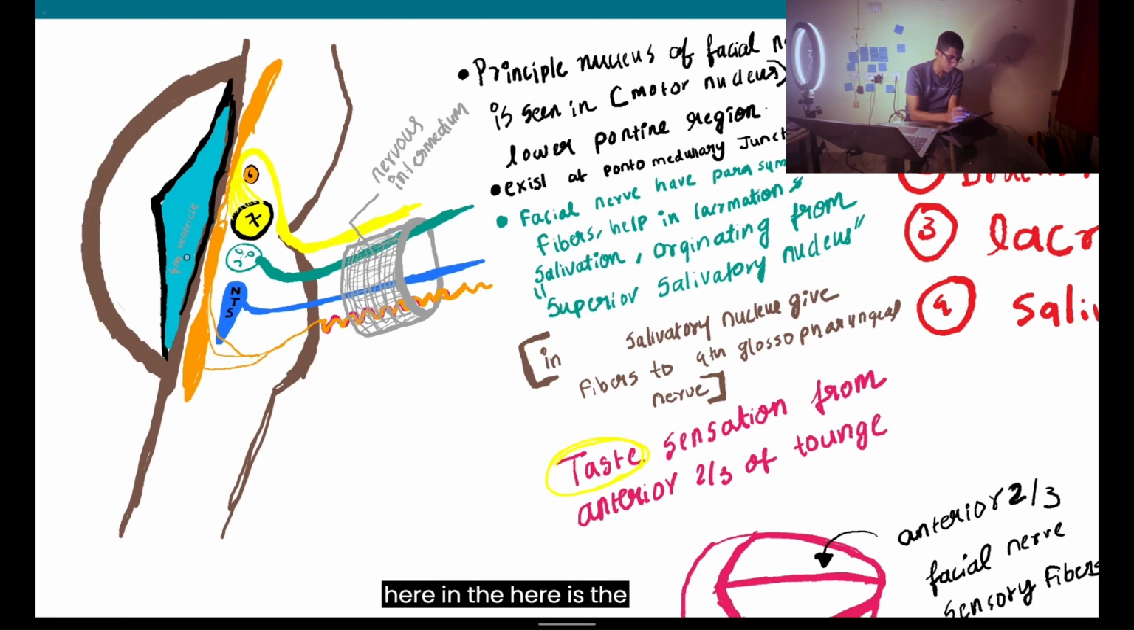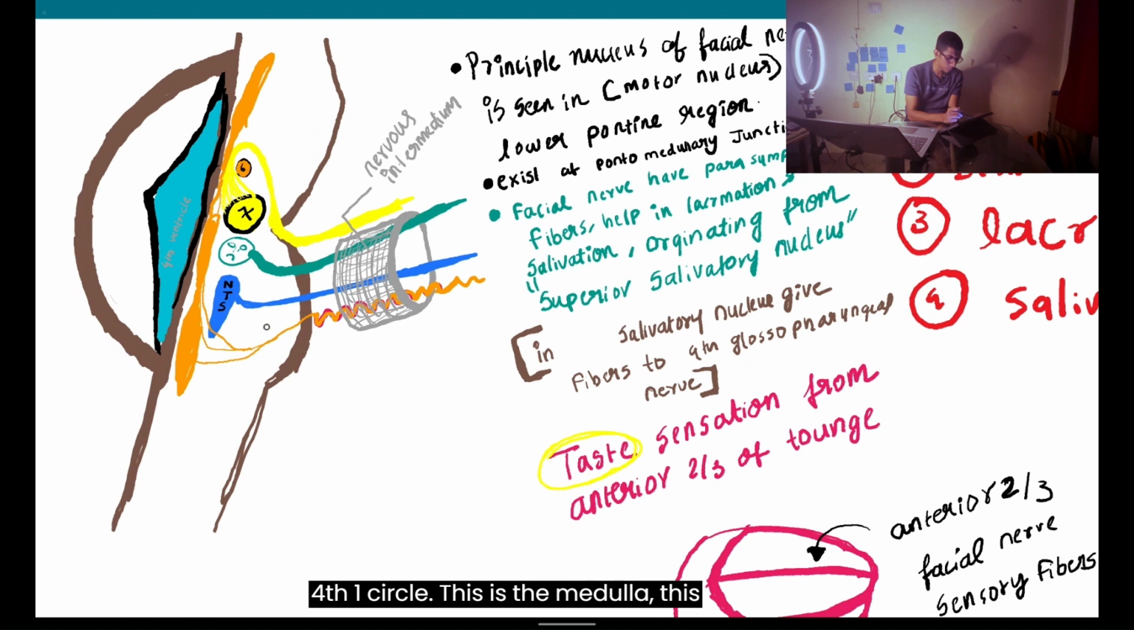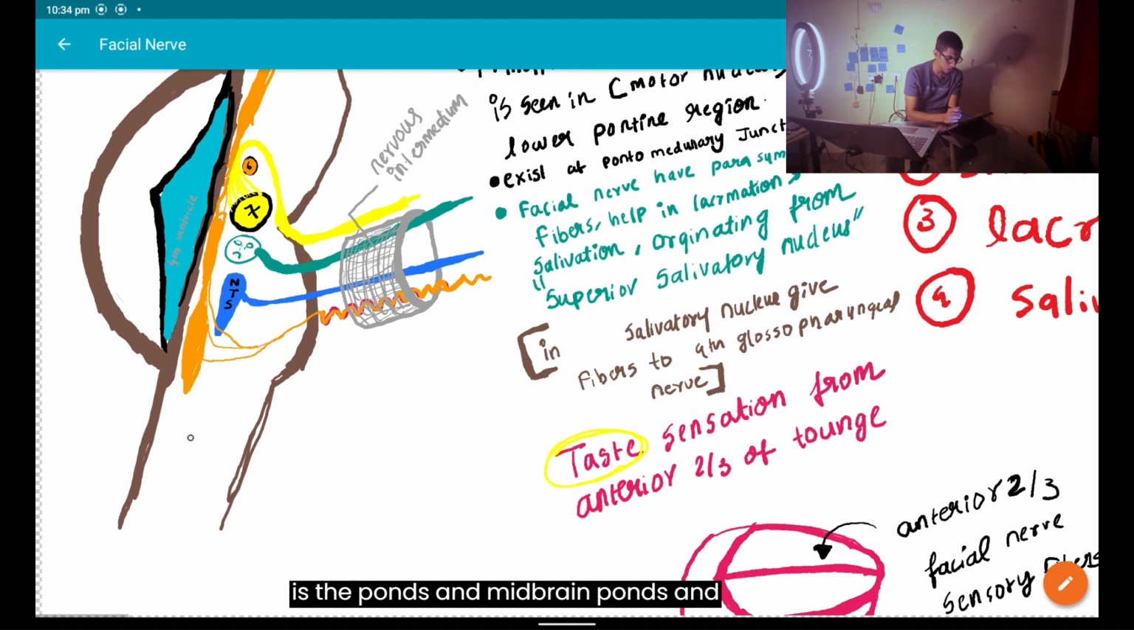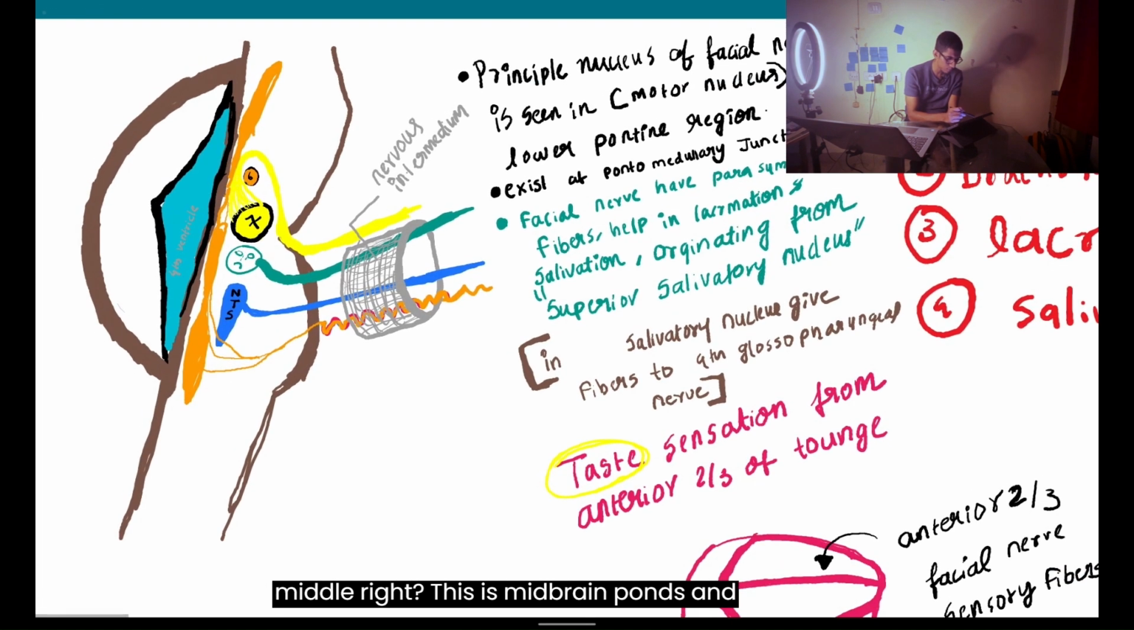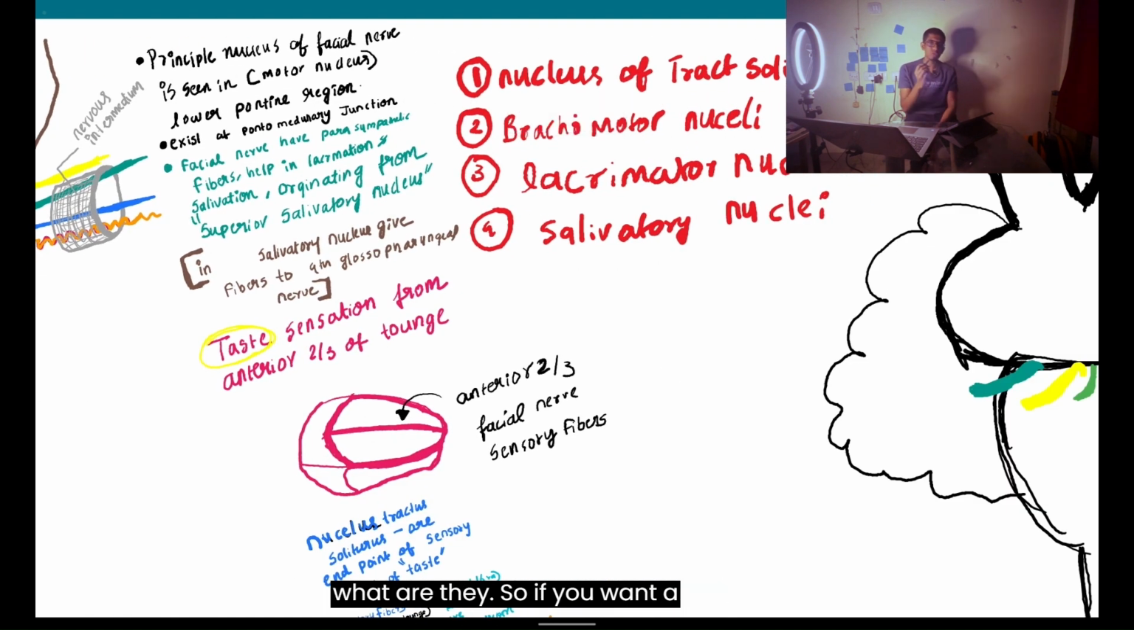Here is the fourth ventricle. This is the medulla. This is the pons. Midbrain, pons and medulla, right? Look at the pons. The facial nerve is coming outside of the pons, right? But if you see, there are different structures I have drawn. Now you will understand what they are.